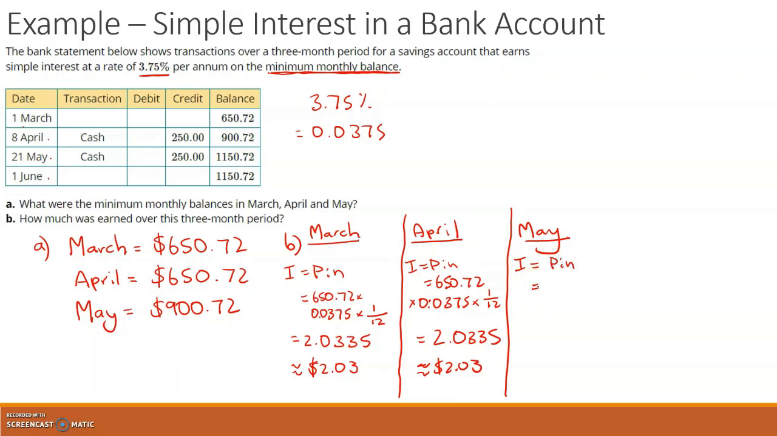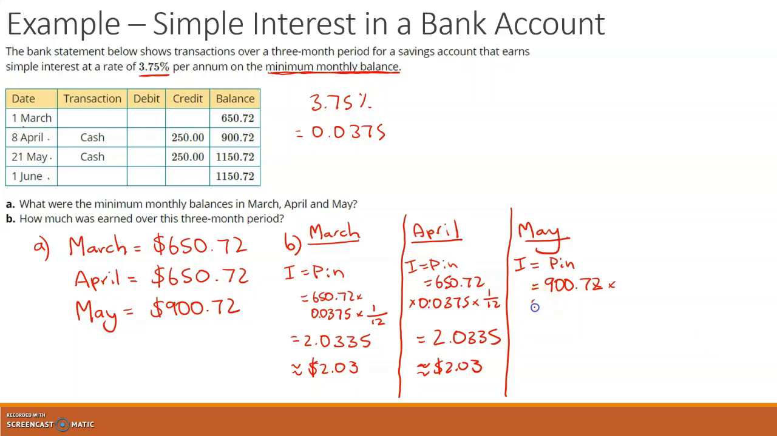Now May is where we have to pay attention because we're still using our same formula, I equals PRT. But now our principal in May is different because in May, the minimum monthly balance was not the same as in March and April. It was $900.72. Now my interest rate hasn't changed. It's still 0.0375. And I'm still doing it for 1 month, so I still multiply by 1/12. So let's find out what that's equal to in our calculator now. $900.72 times 0.0375 times 1/12. And the answer is 2.81475. Of course, it's a dollar value, so I'll just round this to 2 decimal places, $2.81.